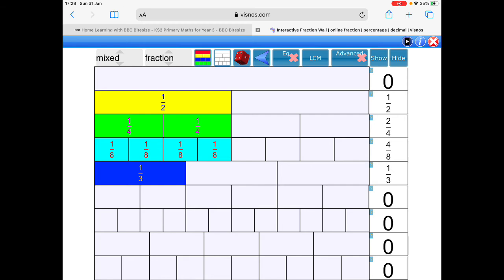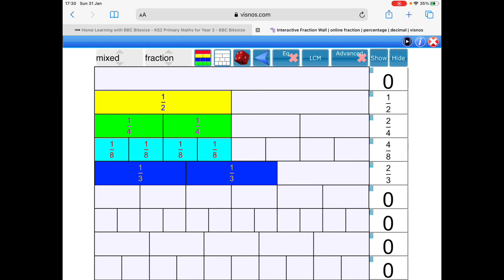What's that fraction there, boys and girls? 1/3. Is it equivalent to any of the fractions above? No. There's 2/3. Is it equivalent? Again, no, 2/3 is now bigger than that, so that is not an equivalent fraction.